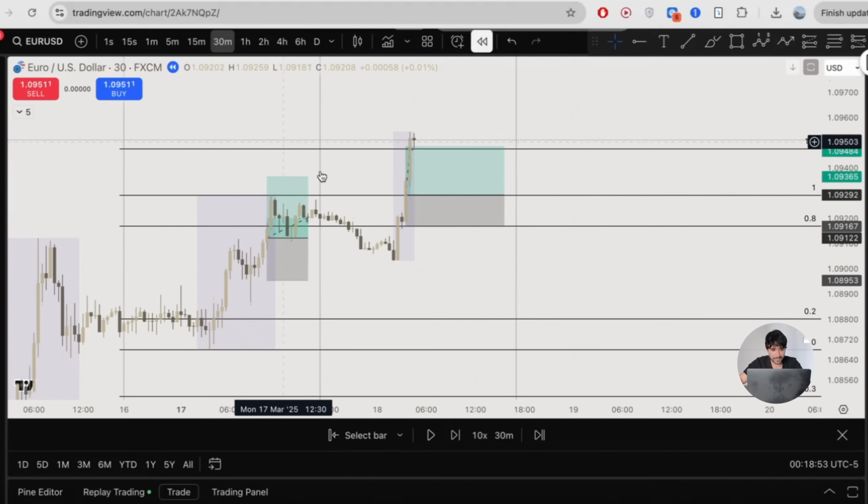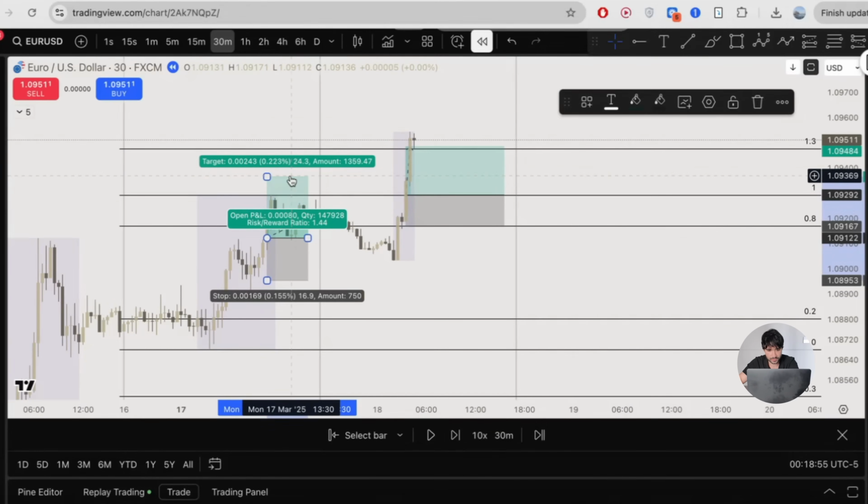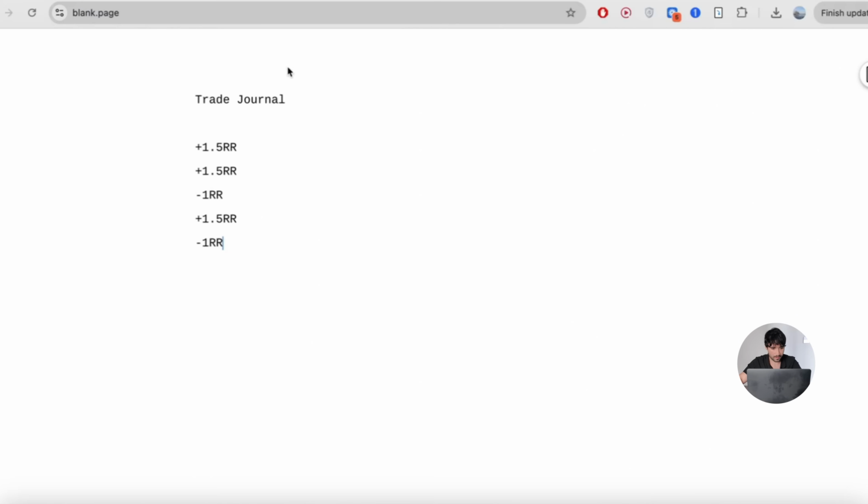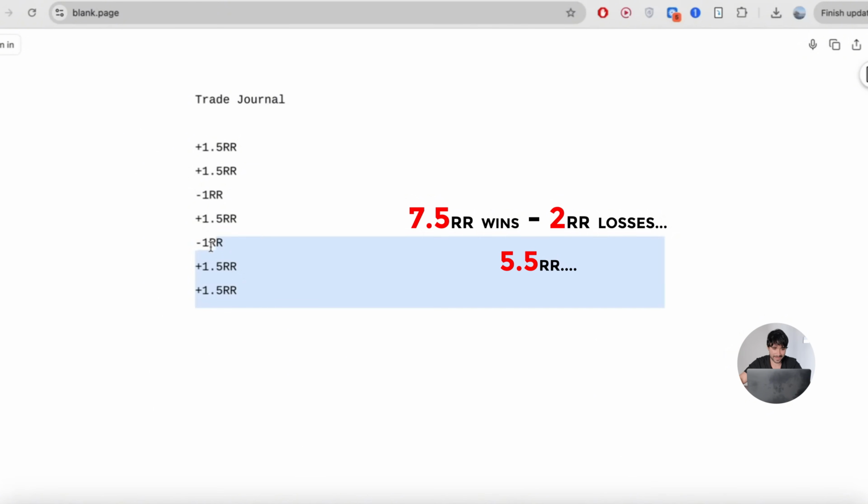So in this case here, we had two trades that banged at 1.5R. So we'll delete both of these positions, come back to our trade journal, and document 1.5R there, and another plus 1.5RR. And as you guys can see so far, we have 1, 2, 3, 4, 5 winners and 2 losers. So about 5 for 7. So in total, we had about 7.5R in winners and 2 losers, so about 5.5R within this backtesting session.